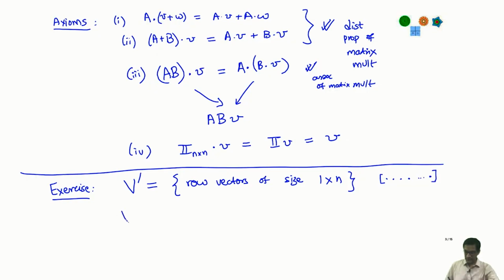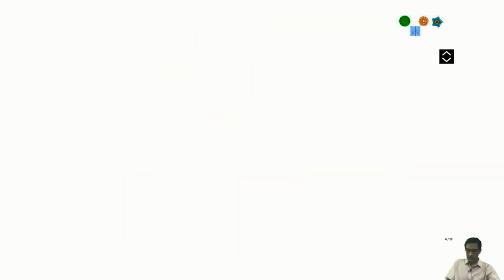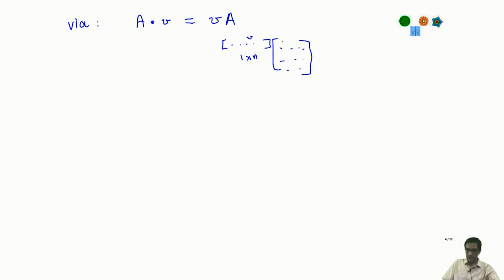That's a typical element of V prime. And now the claim is that V prime can be made into a right module over this ring R of matrices. How? Via the following operation. I take a matrix A and I should tell you how to do this scalar multiplication. Well, the definition is this. Just look at the row vector V. Now V is a 1 cross n matrix, and I multiply it on the right by the matrix A, which is n cross n. So this is V and this is my matrix A.